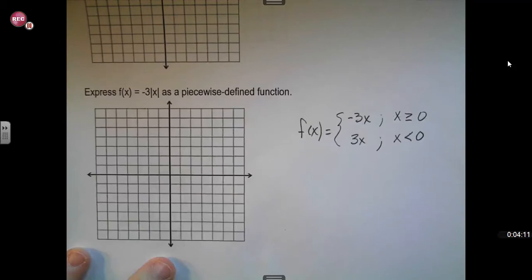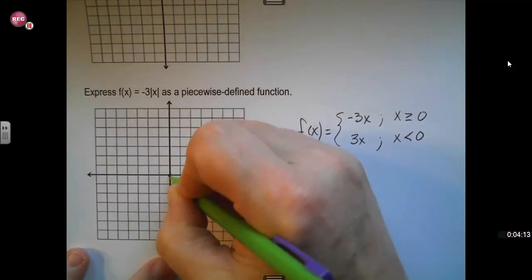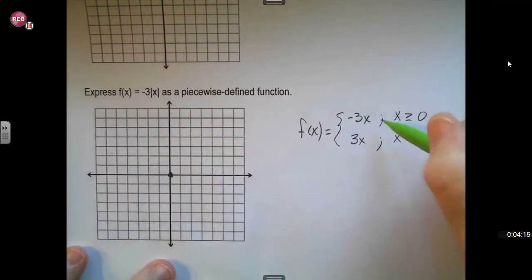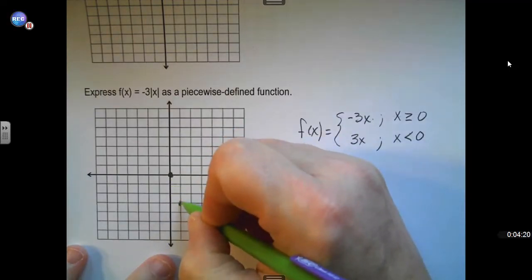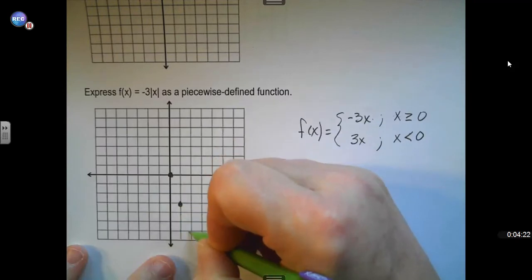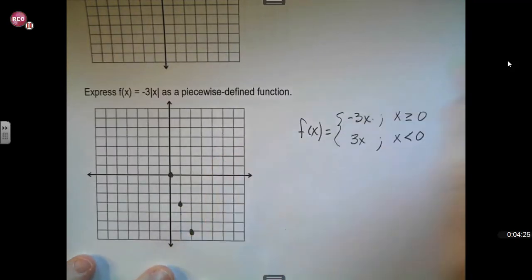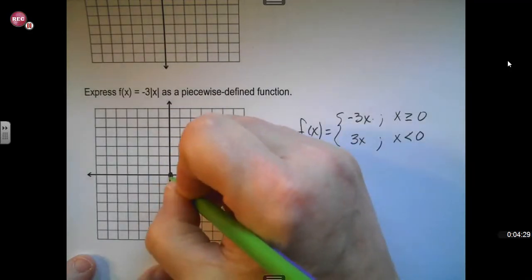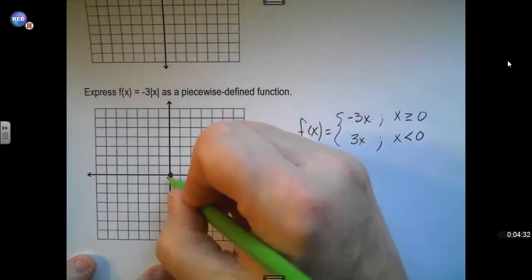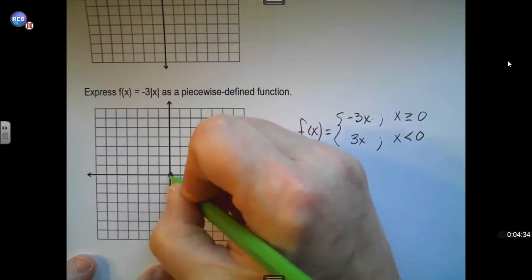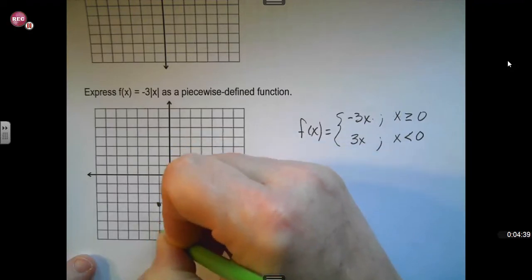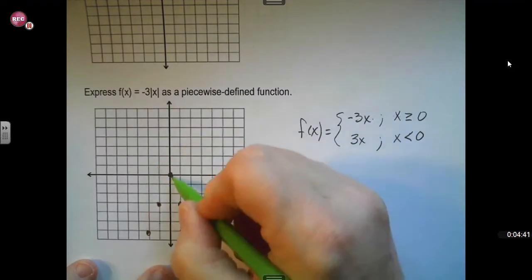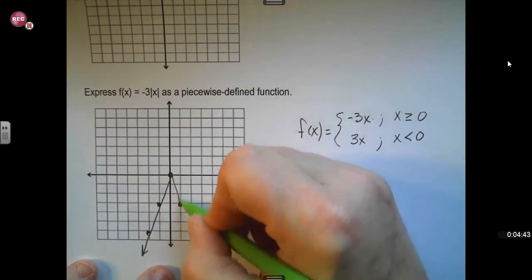So what that does is it puts our intercept for this top one still at the origin. I'm going to rise -3 and run +1. Rise -3 and run +1. Then for the other side of it, I'm going to rise -3, run -1. Rise -3, run -1. And that gets me this graph.